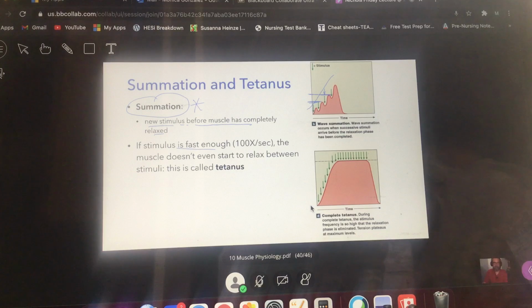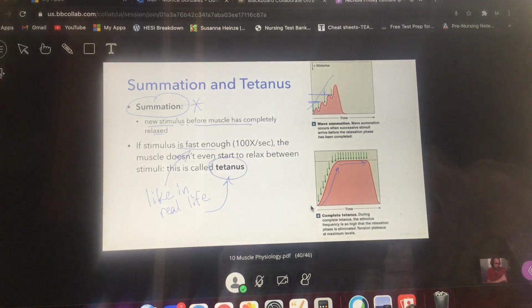If the stimulus is fast enough, like in real life, not on some computer thing, the effect is a rapid summation to a full sustained contraction. And that smooth, sustained contraction is called tetanus, or a complete tetanus. And this is like in real life. This is a sustained muscle contraction.